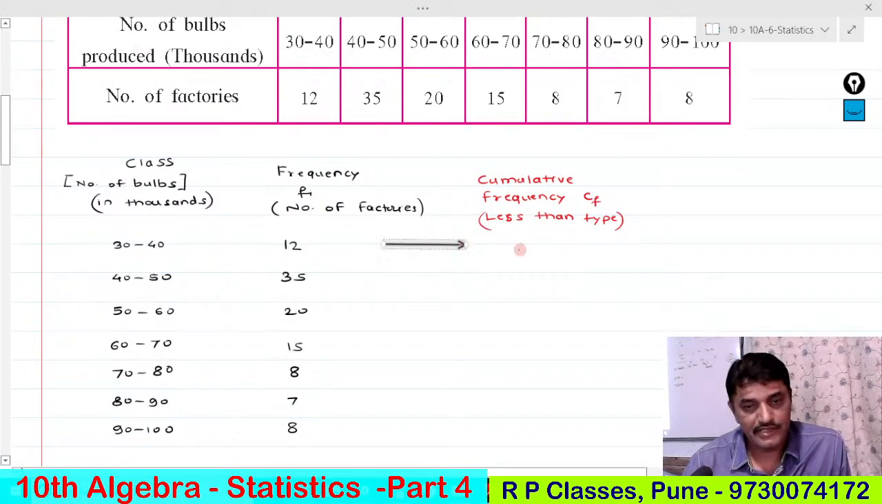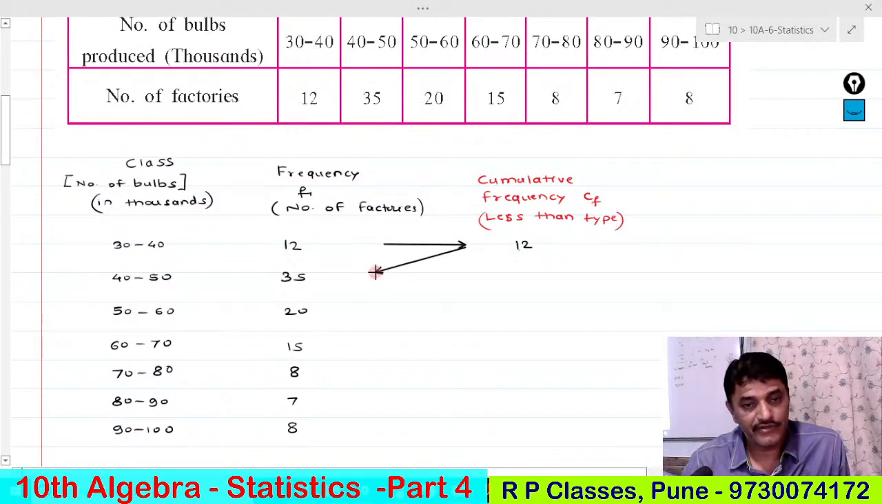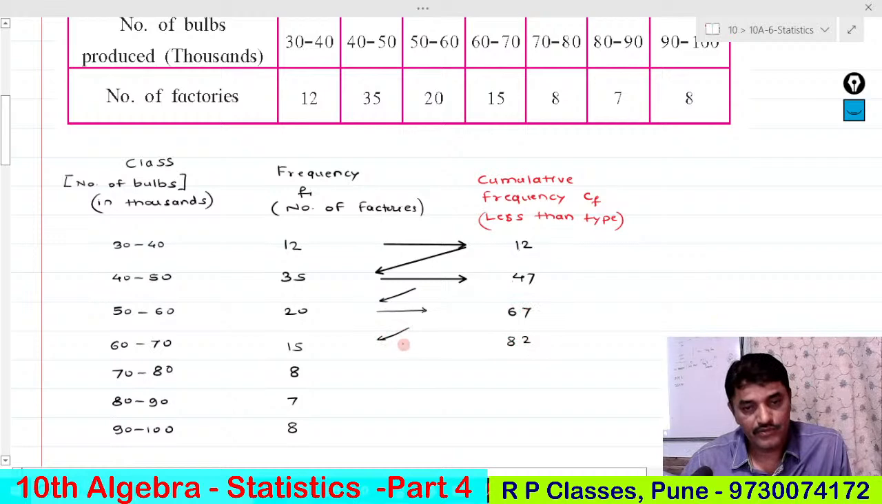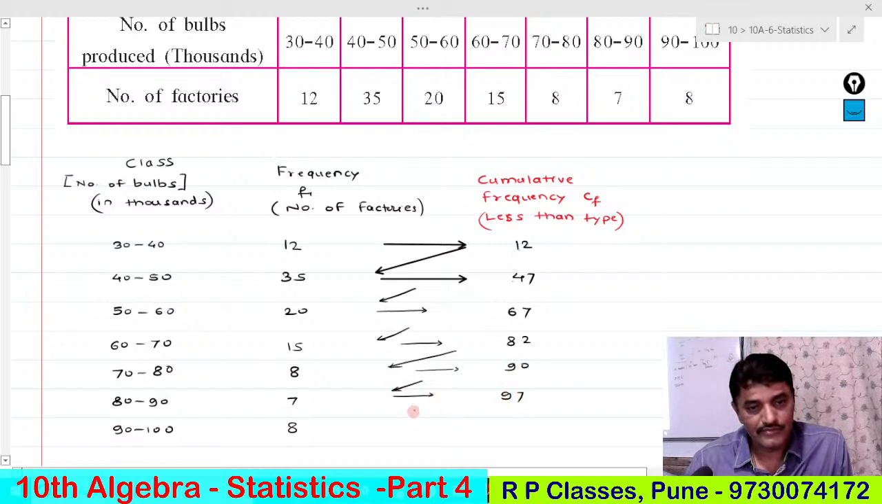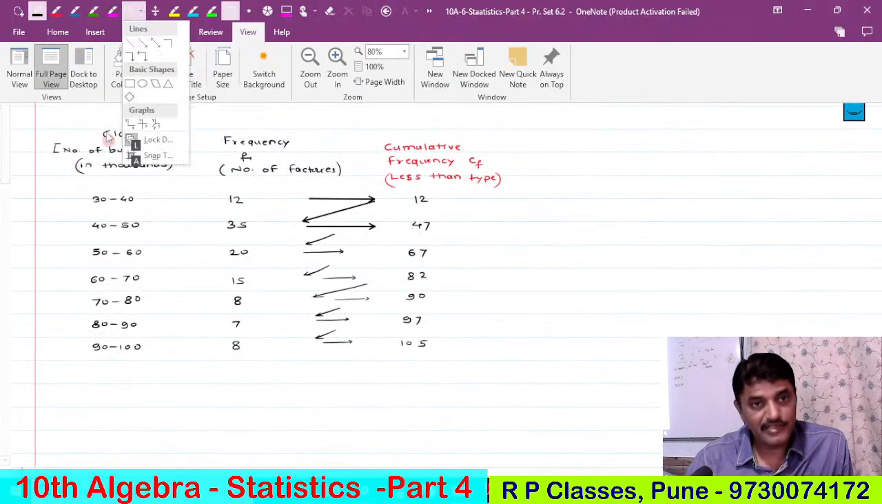Now this is to be carried as it is. 12 will be carried as it is here. So this is 12. Then we add 35. How much will this become here? It will become 47, plus 20, 67, plus 15, 82, plus 8, 90, plus 7, 97, plus 8. So in all there are 105 factories. Okay, well, let us prepare the table over here.